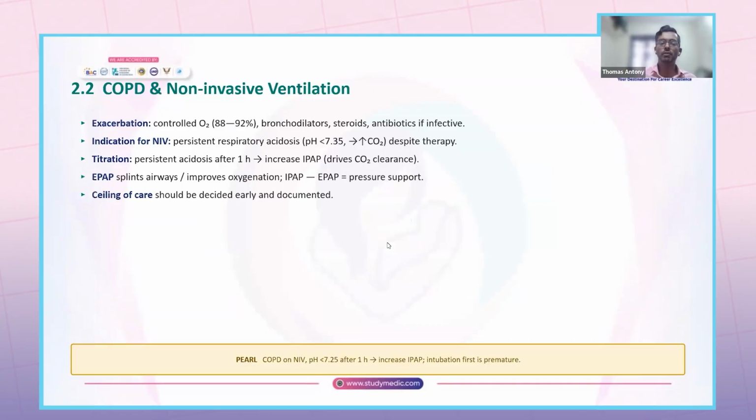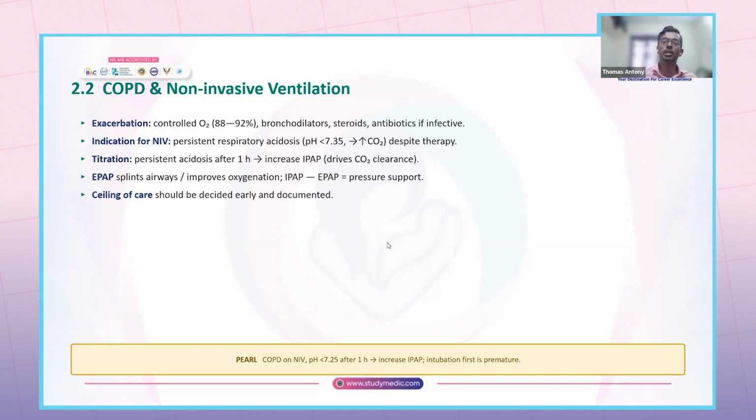Now, COPD and non-invasive ventilation. So this is a very important topic because COPD and non-invasive ventilation is linked quite well. And the questions will be from COPD. So in case of exacerbation, you have to give controlled oxygenation. That means 88 to 92% is a target. If there is evidence of type 2 failure, these patients with COPD will have accustomed, because this carbon dioxide itself will act as a stimulant for the respiration. So that will help them survive.